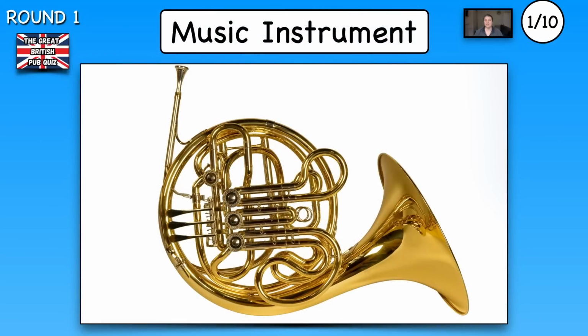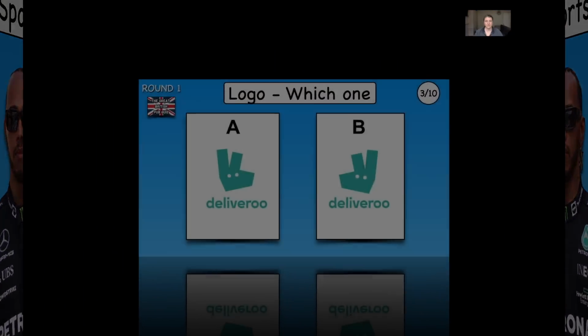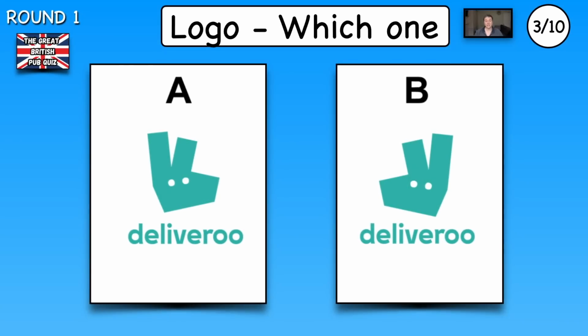Round 1 is the picture round. There are 10 to do and you have around 15 seconds for each. Number 1. Can you name this musical instrument? Number 2. Name the sports star. Number 3. Which of these logos is the correct one?